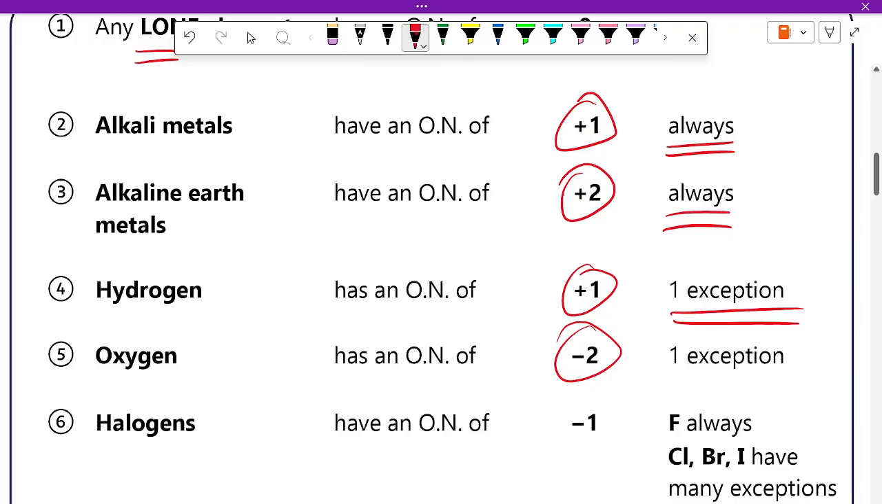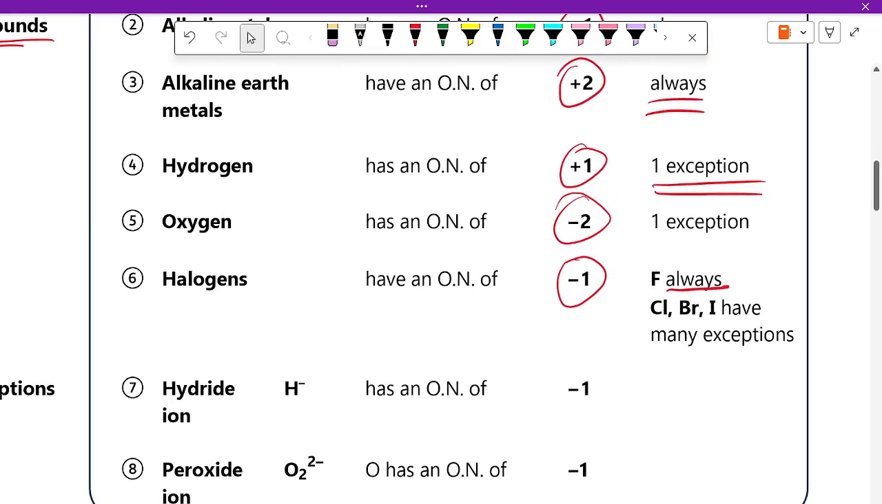And halogens are almost always negative 1. Fluorine is always negative 1. Fluorine can't be anything else, but chlorine, bromine, and iodine have many weird exceptions. That's when you have compounds like ICl5, right? Like those weird compounds that we looked at when we were doing Lewis structures, right? Those are going to have weird oxidation numbers for the halogens.